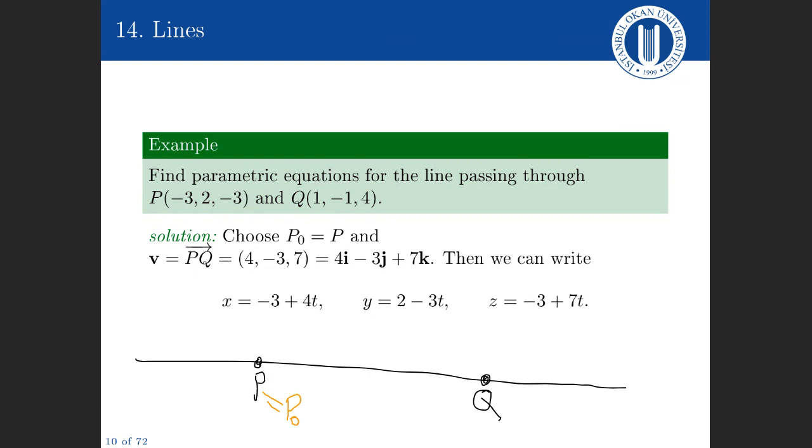For the vector, we need a vector which is parallel to the line. I'm going to take the vector from P to Q. The vector from P to Q is 4, minus 3, 7, or 4i minus 3j plus 7k. And then we're ready to write down the parametric equations. Take the first numbers, minus 3 and 4, to get x is minus 3 plus 4t. The second numbers, 2 and minus 3, gives us y is 2 minus 3t. And the third numbers, minus 3 and 7, gives us the third equation, z is minus 3 plus 7t.